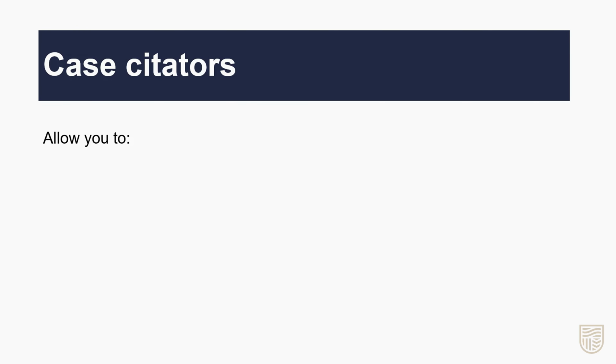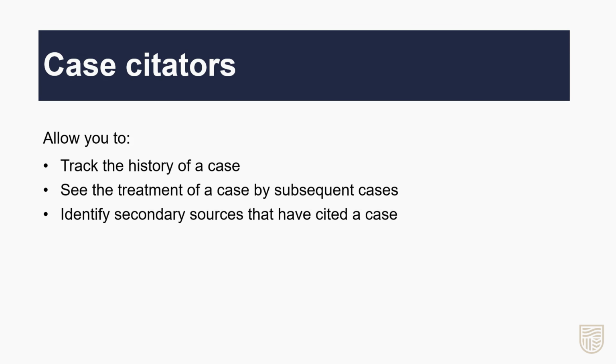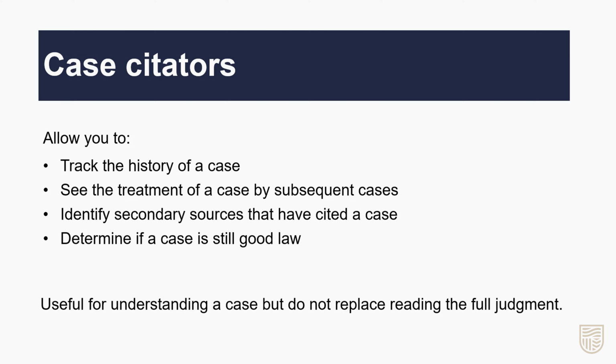A case citator is a tool that allows you to track the history of a case, see the treatment of a case by subsequent cases, identify secondary sources that have cited a case, and determine if a case is still good law. A case citator record can help you get an understanding of a case, but should never replace the reading of the full judgment.